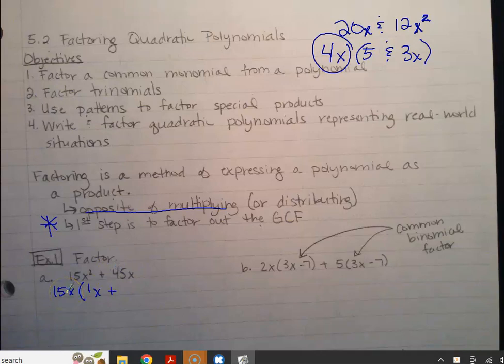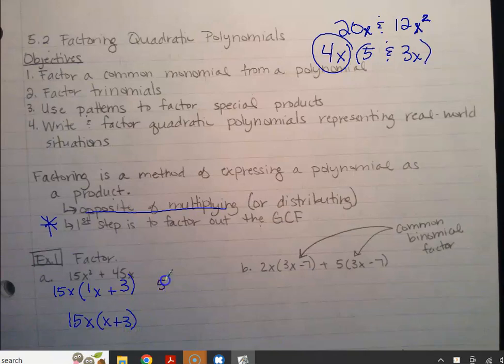I would just put x in the future. 3, and x divided by x is no x, right? Because it's just a 1. We don't have any at that point. So it's just 15x times x plus 3.